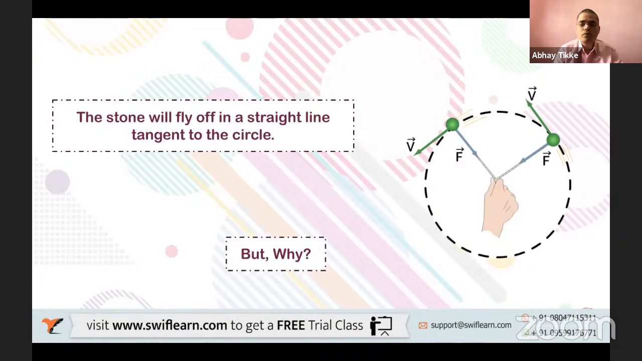So I'm discussing the uniform circular motion, right? The example I'm discussing here is about a stone being rotated in a circular path. If you rotate it very fast and there is not enough strength, what will happen? The thread will break away, right? And then what will happen? The stone will come out of its circular motion and it will always move along its tangent path. Why is it so? That's the question.